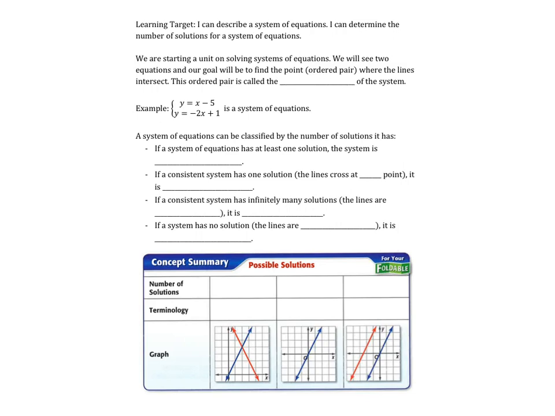Hello everyone. Today's joke of the day is, what did the big flower say to the little flower? Stay tuned to find out.